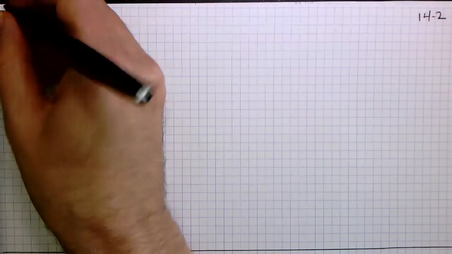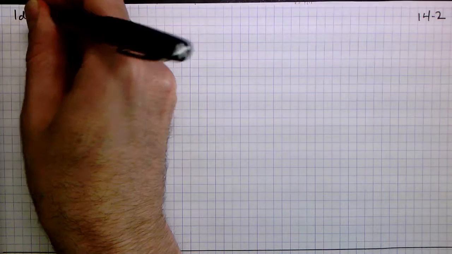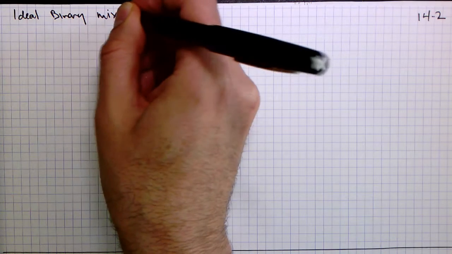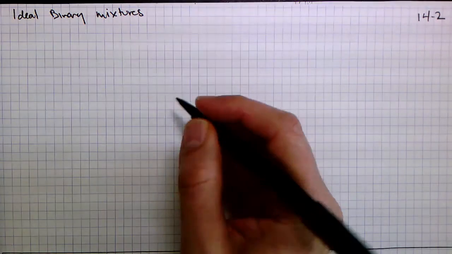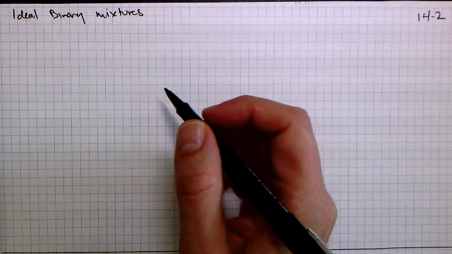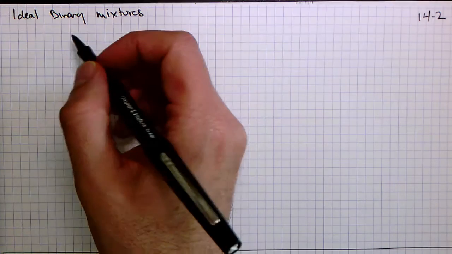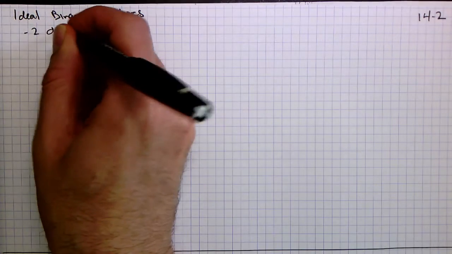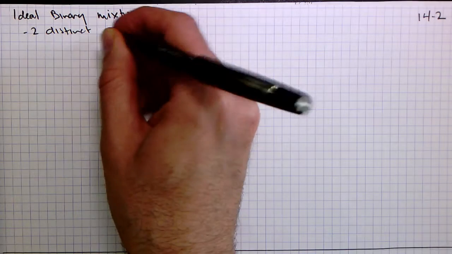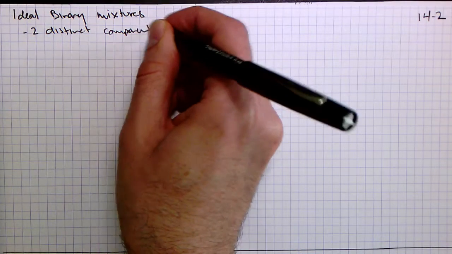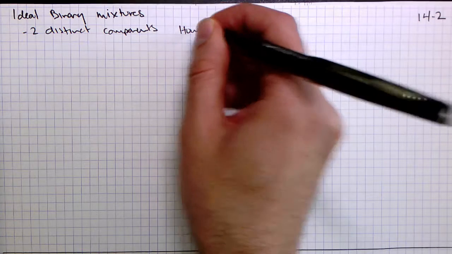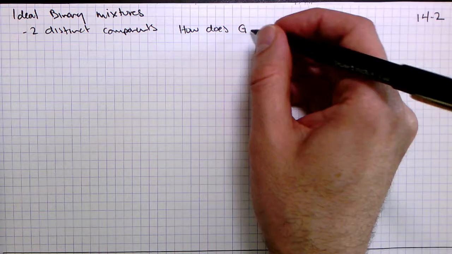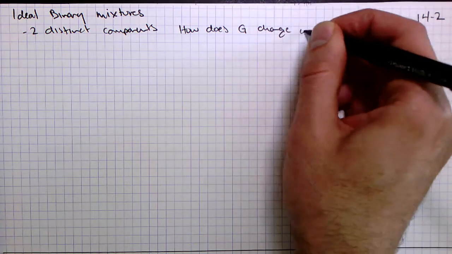Okay, so we're going to start by discussing ideal binary mixtures. And basically what we want to ask is, when we have two distinct components, how does the free energy of the system change with composition?